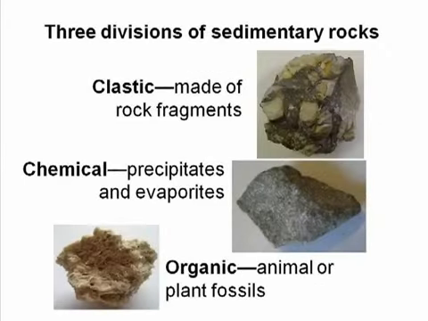Sedimentary rocks are classified in three divisions: clastic, chemical, and organic. Clastic rocks are made of rock fragments. Chemical rocks are either precipitates or evaporites. Organic rocks contain animal or plant fossils.